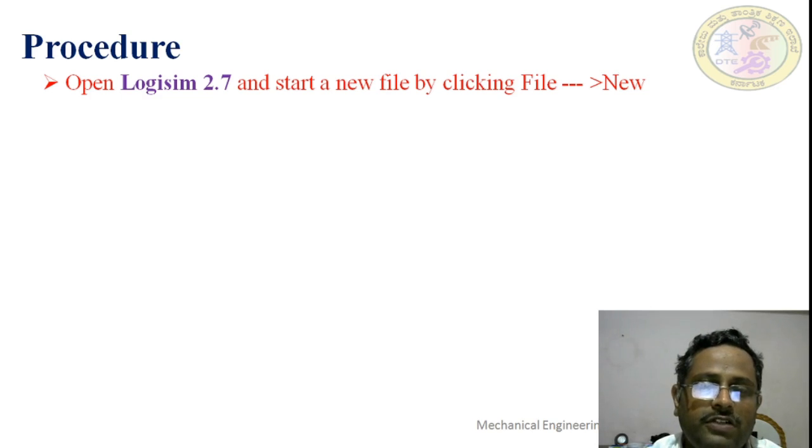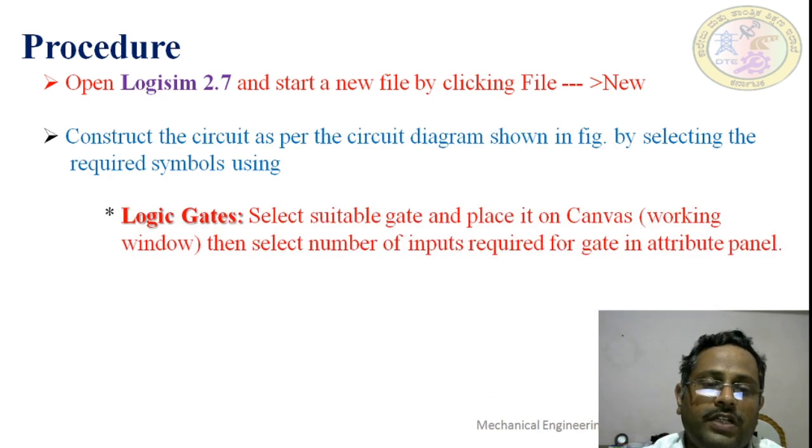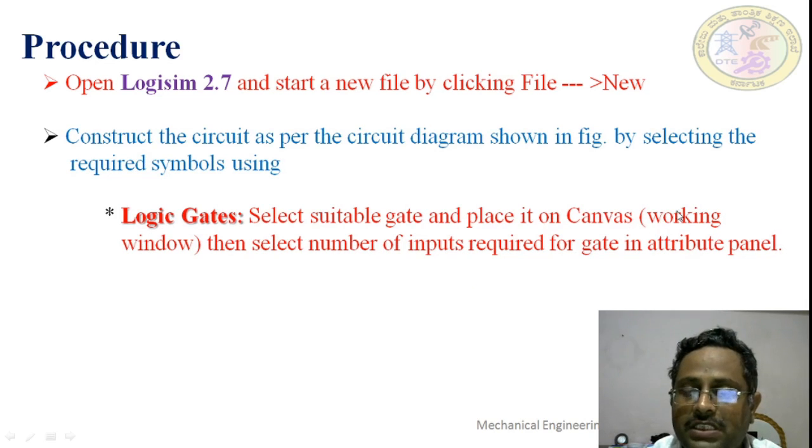Next we have to construct the circuit. First you have to place the logic gates. Select a suitable gate in the library and place it on the canvas, that is the working window. Then select the number of inputs required for the gate in the attribute panel. By default it comes with 5 inputs. We have to select the number of inputs as per our lab requirement in the attribute panel.